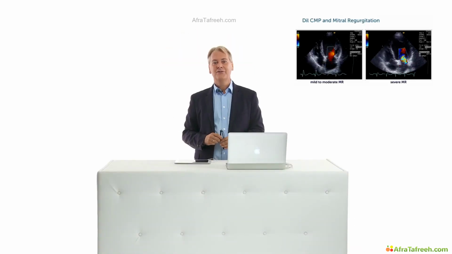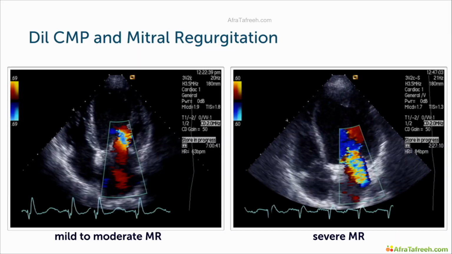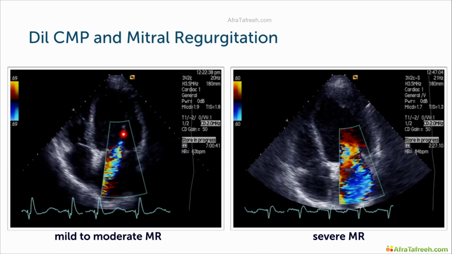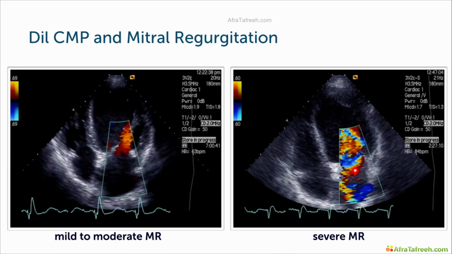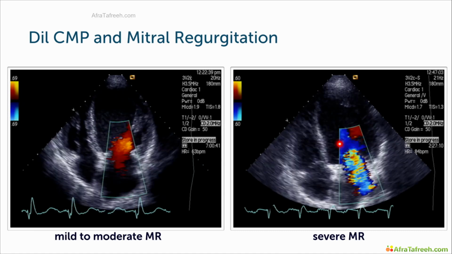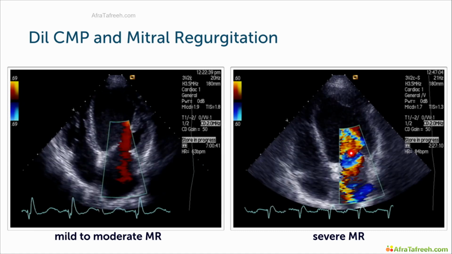Obviously, you're going to look at mitral regurgitation in all patients because it gives you additional very important information. Two examples again. Here on the left, you have a patient who has maybe mild to moderate mitral regurgitation, and here a patient with very severe regurgitation. A broad jet, a lot of flow convergence zone.